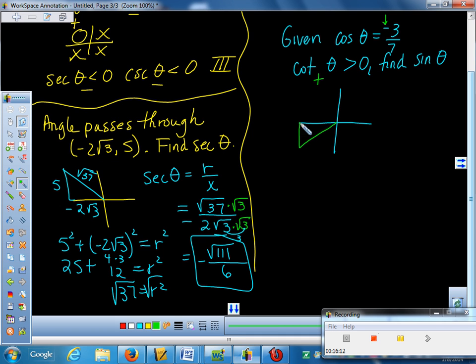Now, how do you figure out sine? Well, what is cos? Cos is x over r. Yes. So that's negative 3 over 7. Go to your trig function. Cosine is x over r. So therefore you know x is 3, r is 7, and you have to look at the picture to know which one gets the negative. Then you can do Pythagorean Theorem and answer the question. Now you got to draw the picture. Draw the picture.